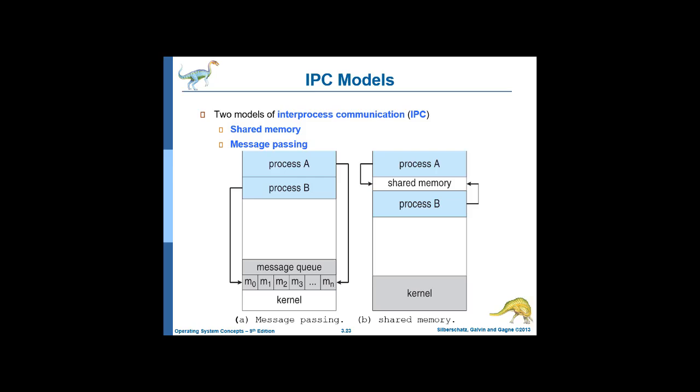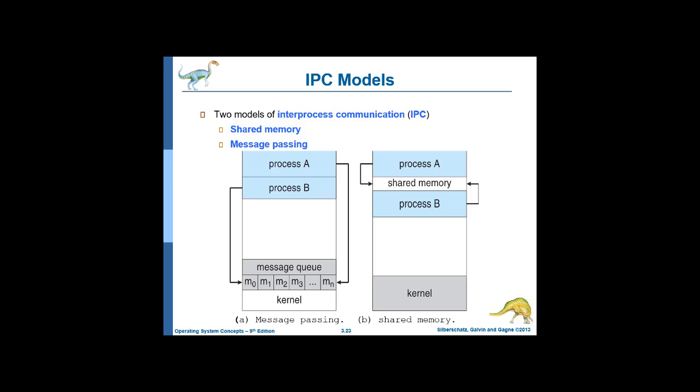The other type, which is message passing, has the concept of messages and a message queue. Here we can see that process A has sent n messages into the queue, and process B can retrieve the messages from the queue one by one, or it can also send some messages which can be received by process A. Process A or process B can exchange messages through a message queue. How do they work?